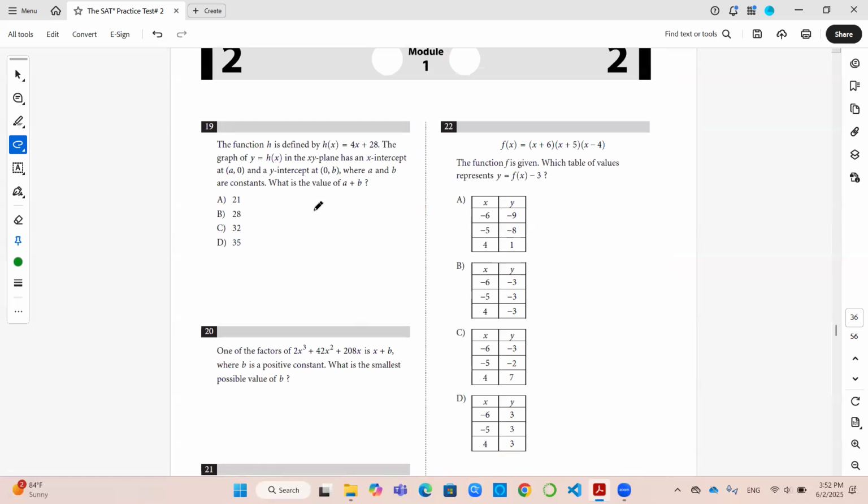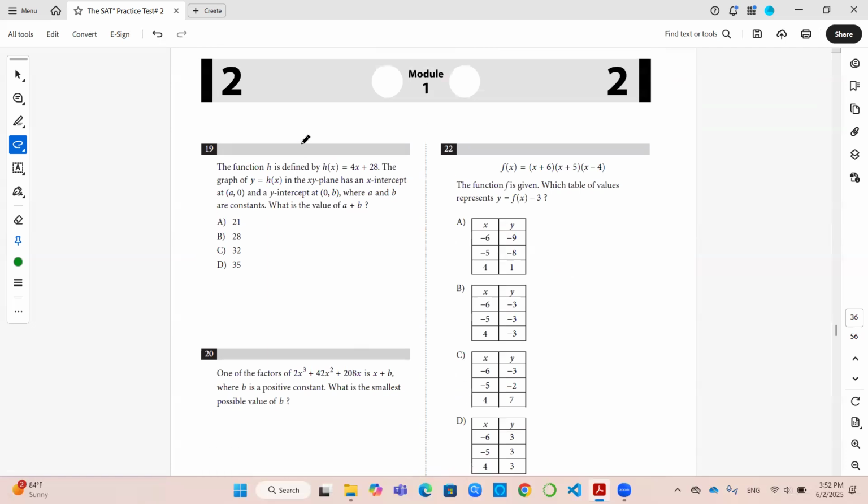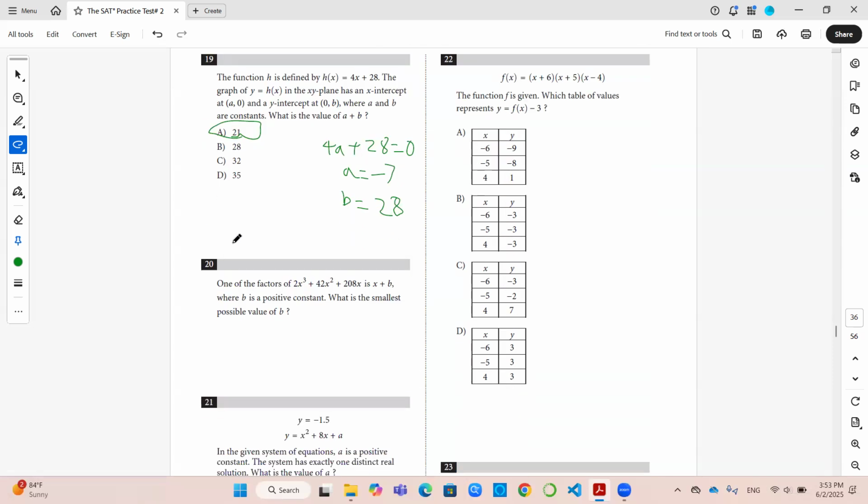Okay. The function h is defined by h of x equals 4x plus 28. The graph of y equals h of x in the xy-plane has an x-intercept at a comma 0 and a y-intercept at 0 comma b, where a and b are constants. What is the value of a plus b? Okay, so I'm going to go ahead and put my a inside here. So 4a plus 28 is 0. A is going to be obviously minus 7. If I put the 0 here, b is going to be 28. Okay, so what's 28 minus 7? That's 21. So A is the correct answer.